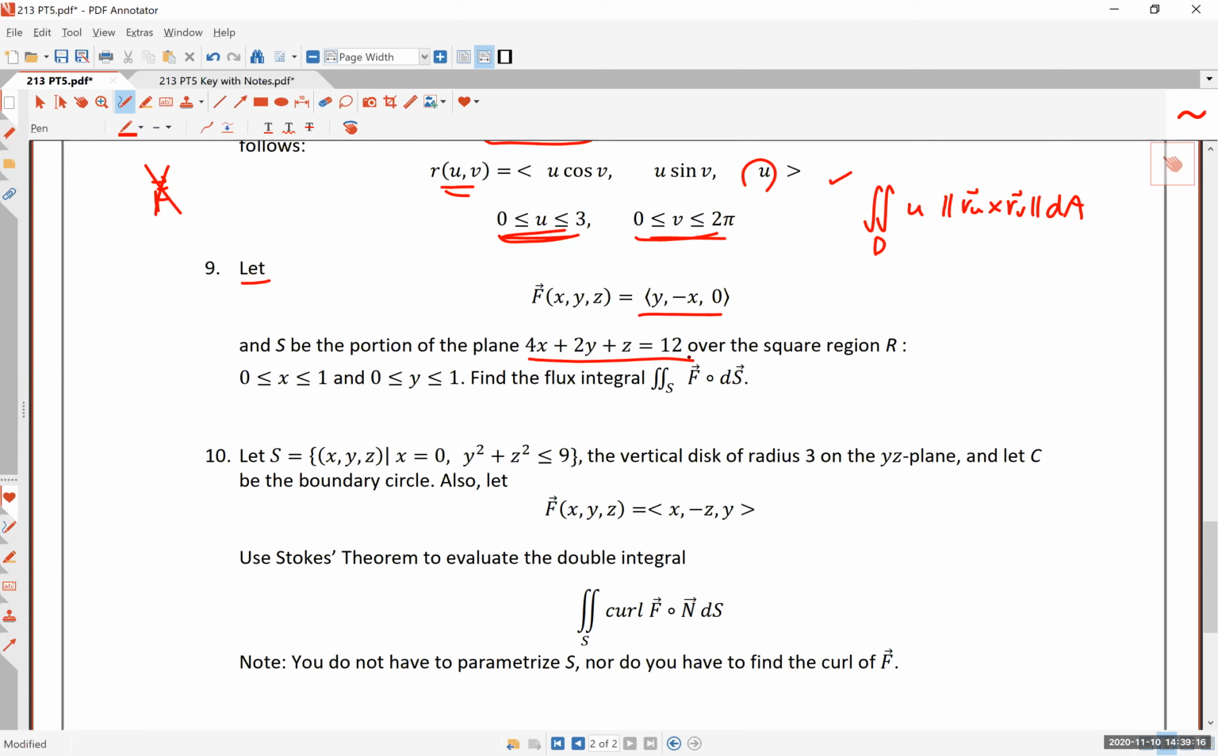This region R, or I think domain D, is on the UV plane. So you remember, you almost always have to find ru and rv if your problem involves any parameterized surface, or the surface parameterized by u and v. Okay, so let's take a look at the solution.